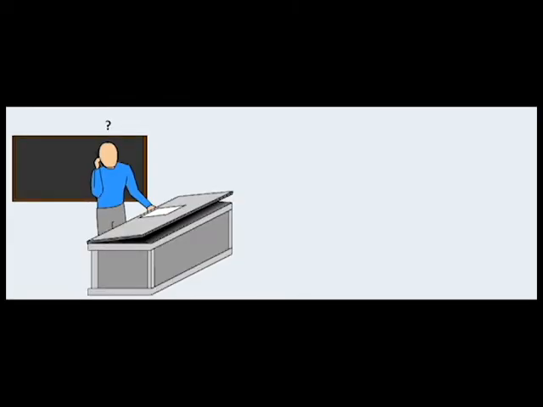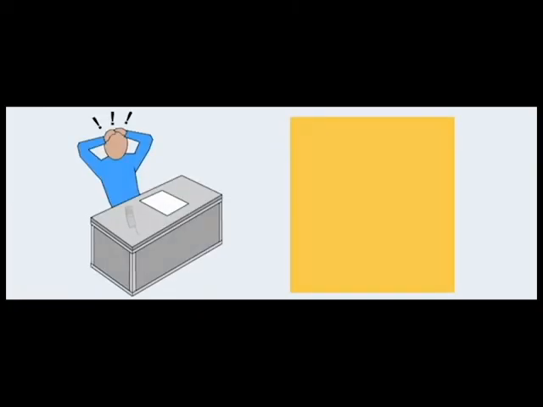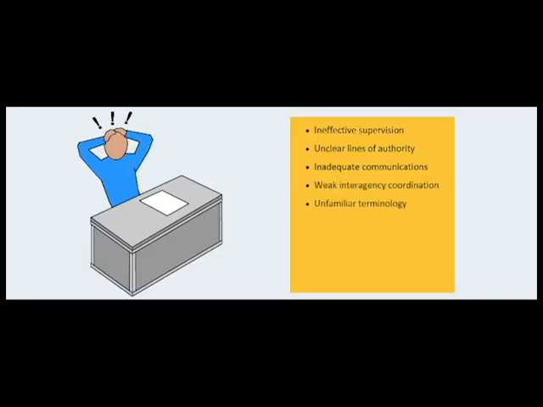A variety of problems arise when individuals attempt to manage rapidly moving events through over-reliance on intuition, reflex actions, and an unfamiliar disaster plan rather than on a structured management system. These problems include ineffective supervision, unclear lines of authority, inadequate communications, weak interagency coordination, and unfamiliar terminology. The loss of financial accountability, poor public relations, unclear incident objectives, and staff injuries are also common.